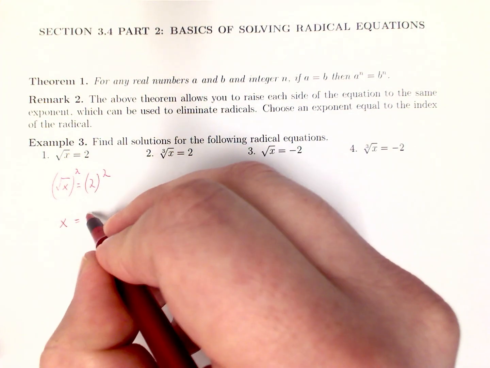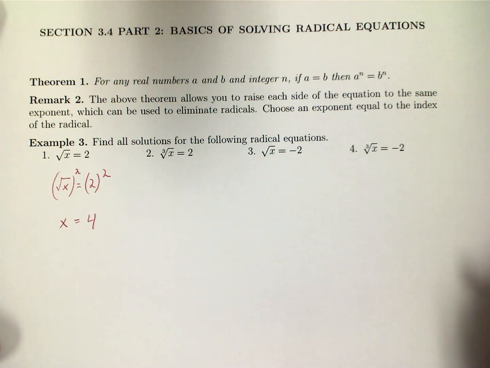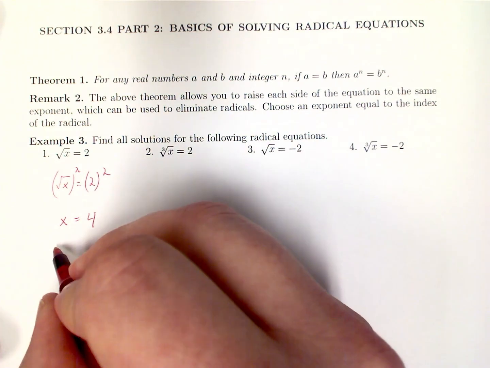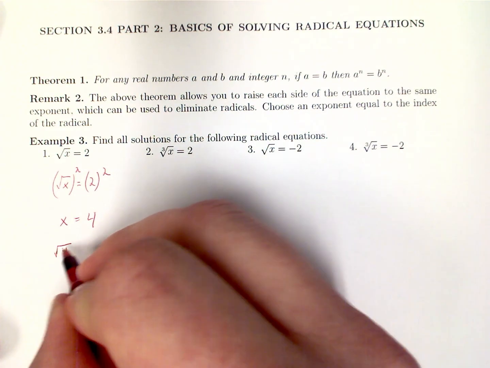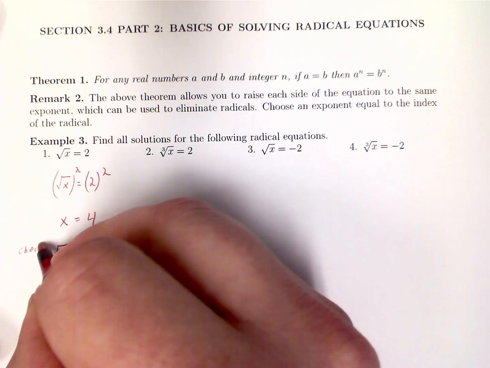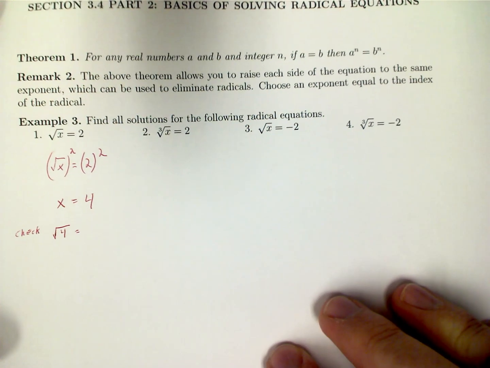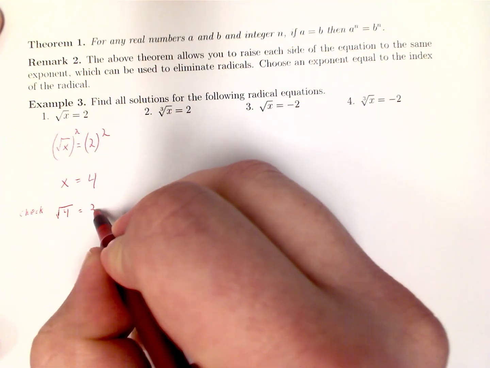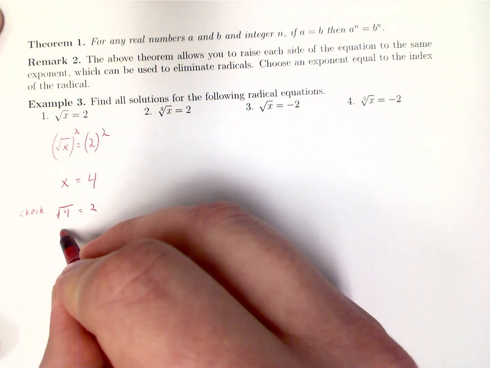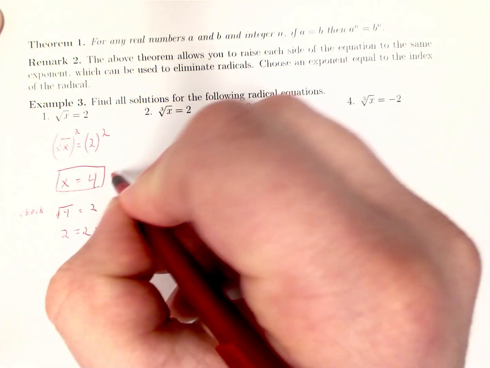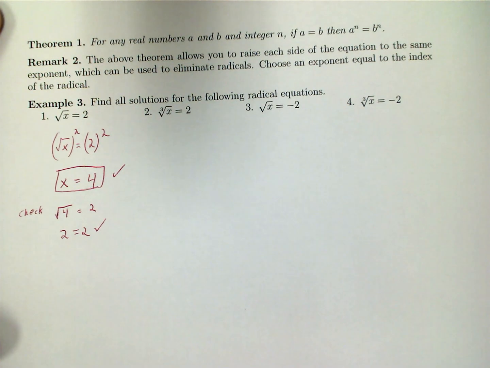And what is 2 squared? It is 4. Now, is x equals 4 a solution? If we plug it back into the original problem, does it work? So we check. Does the square root of 4 equal 2? Well, the square root of 4 is 2. So does 2 equal 2? Yes. So x equals 4 is a solution.